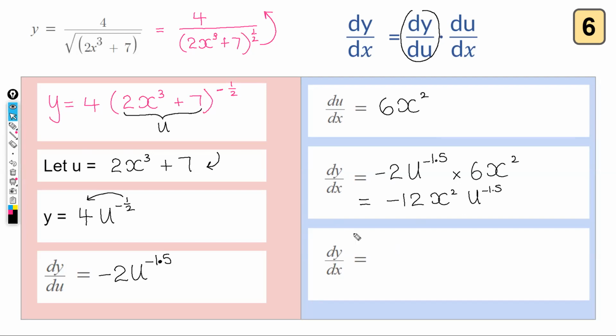And now the letter u, we can throw it away and replace it with 2x to the power 3 plus 7, to the power minus 1.5. How many people got this correct, right? You can have the x squared part last also. You don't have to have the x squared in the middle. Look for your mistakes. Right, so once again, this is a chain rule.